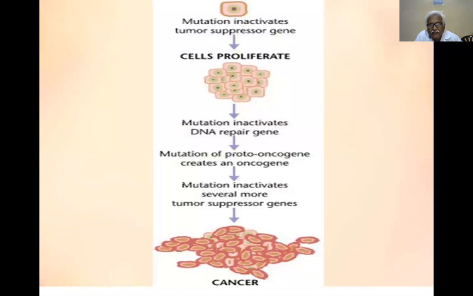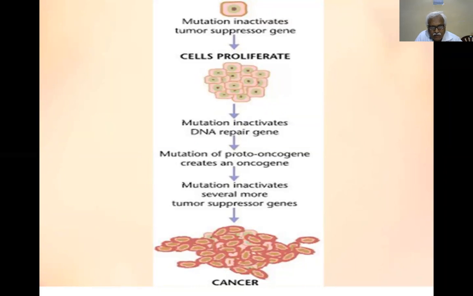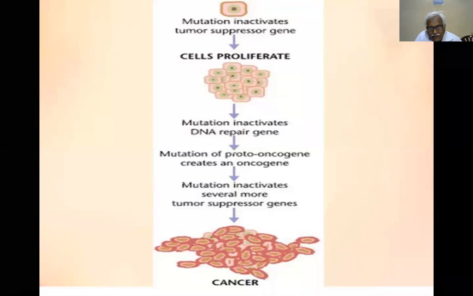So mutation inactivates the tumor suppressor gene and cells proliferate. One cell will become 16 cells. Mutation also inactivates the DNA repair gene. The mutation of a proto-oncogene creates an oncogene. And mutation inactivates several more tumor suppressor genes, and they end up in cancer.